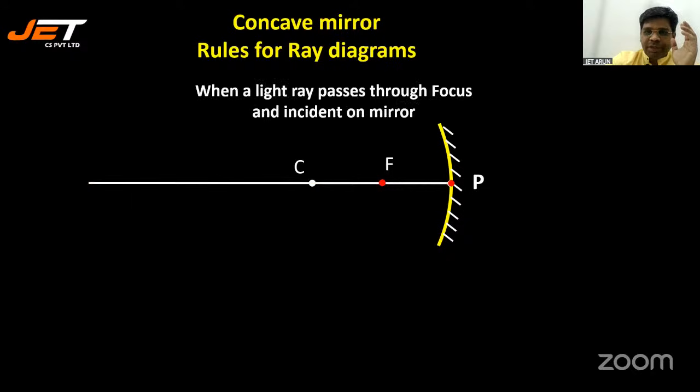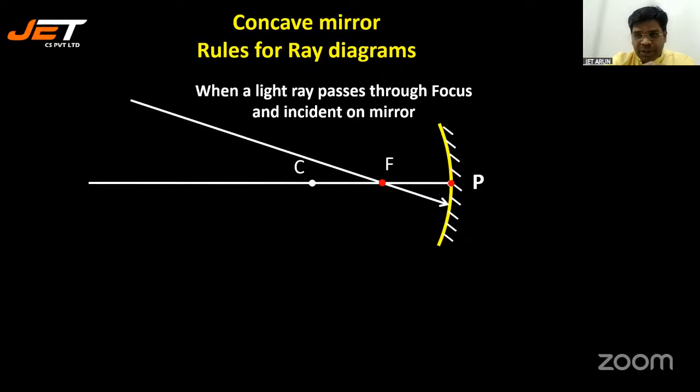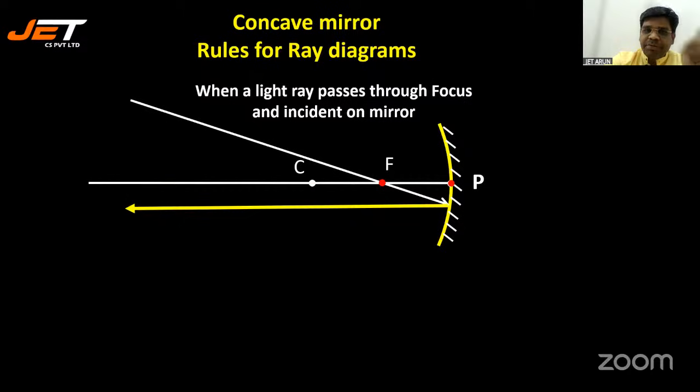Now look at this one. A ray passing through focus and is incident on the mirror, the white ray, it is passing through focus and is incident on the mirror. On reflection, it will pass parallel to the principal axis. All right? Now what happened earlier? A parallel ray, on reflection, passes through the principal focus. A ray passing through principal focus will hit the mirror, get reflected, and will pass parallel to the principal axis. All right.